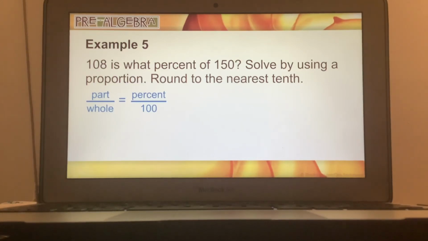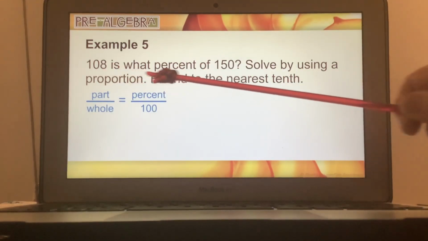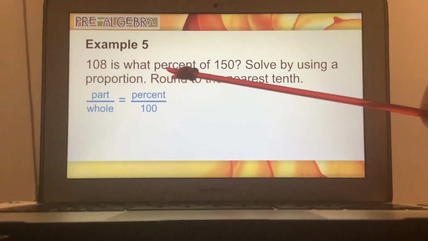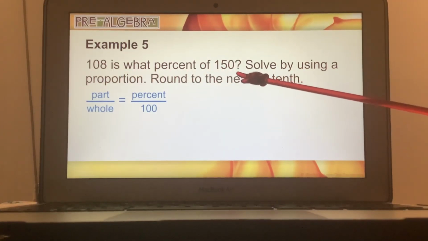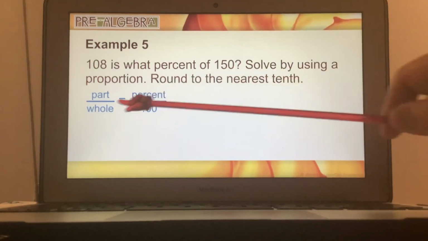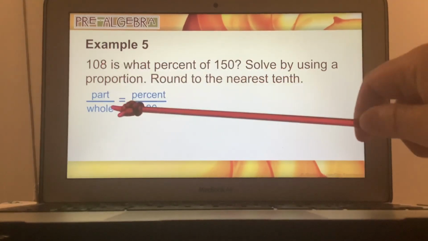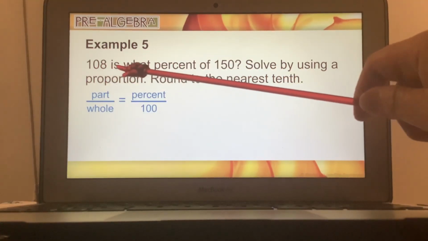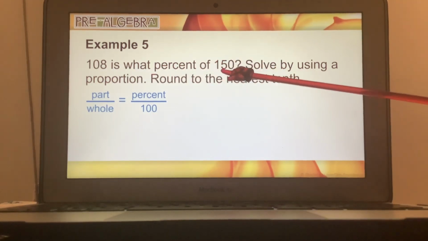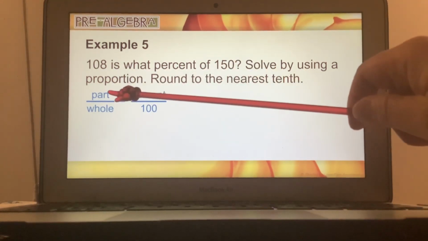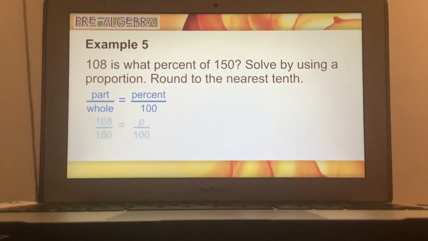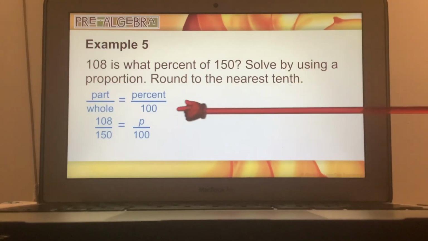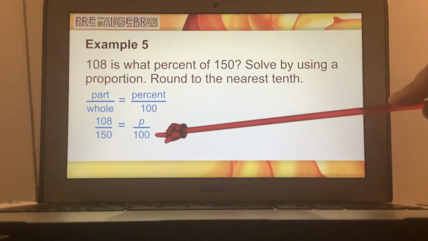So, what is our part? Look at this first question. 108 is what percent of 150? Which is our whole? The whole is 150, and the part is 108, because you're trying to calculate 108 is what part or what percent of 150. So now we can plug those numbers in. 108 over 150 is equal to the percent over 100.